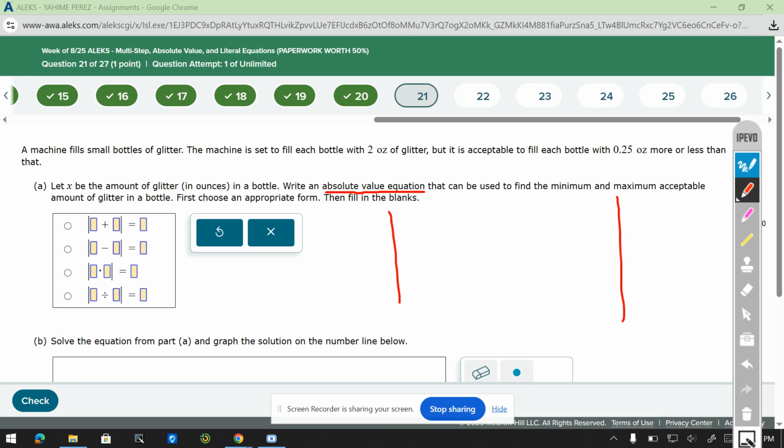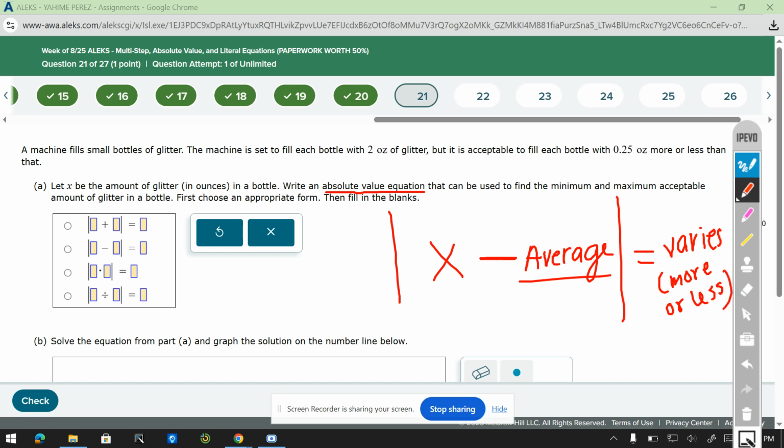So our equation is always going to be the same. It's always going to be x, or whatever variable you're using, minus the average number that you're working with. So an average number is going to be equal to the number that the average varies by. So give or take, more or less. And from here, we just read to find those numbers. We're looking for the average and the number that the average can vary by, okay?